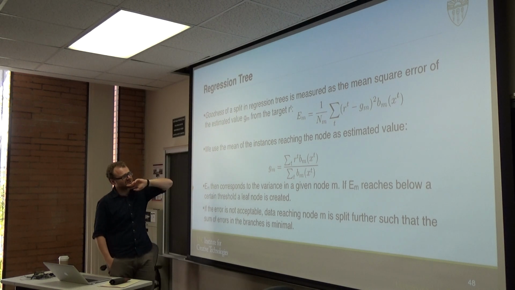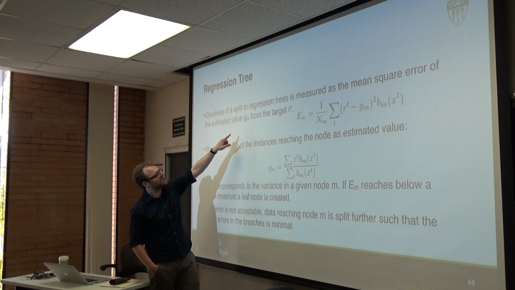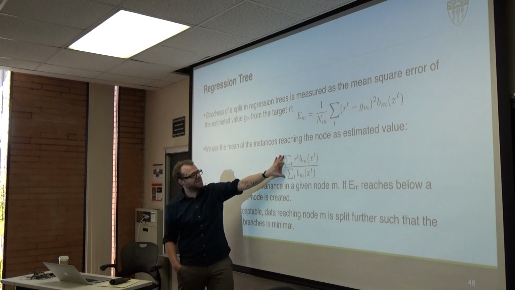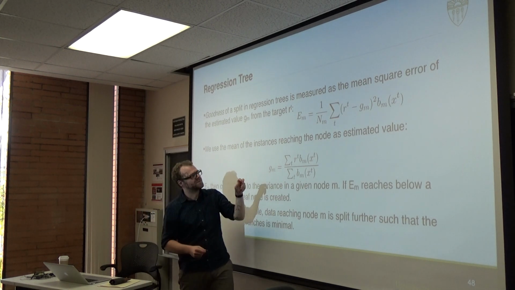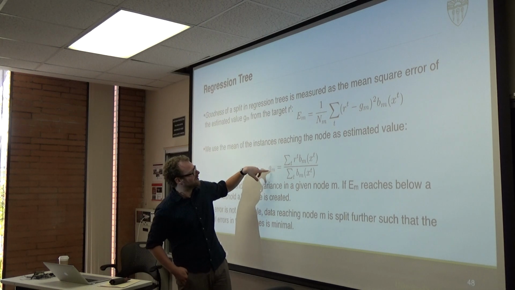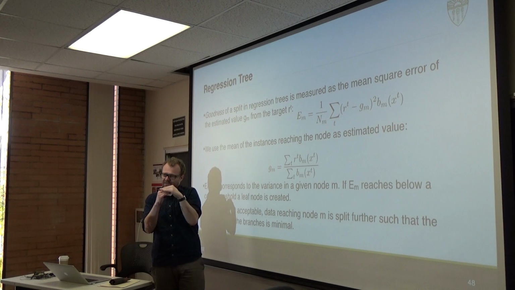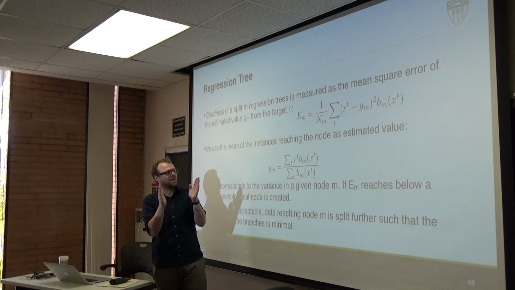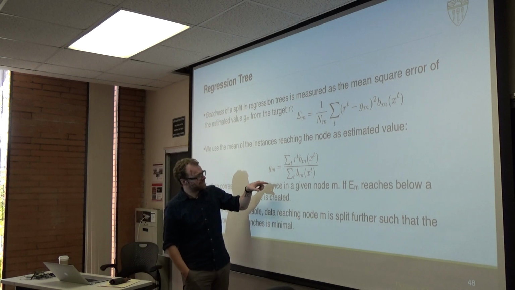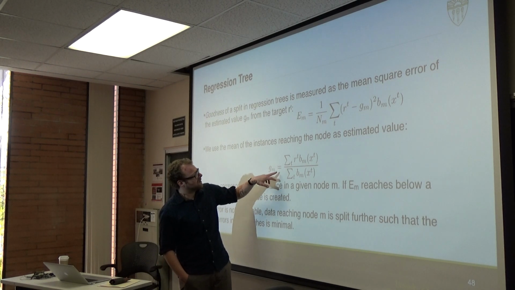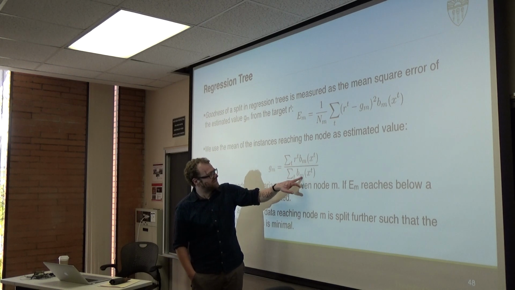What we now need is a goodness parameter for that split for regression trees, and it's measured as the mean square error of the estimated value g_m, which is the mean value of all the items in that node. We want to know how close or how variant these values are within one of those nodes.